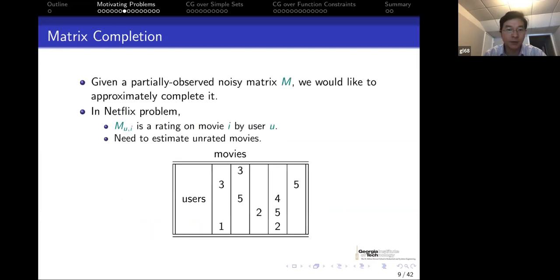We can formulate this problem in a more mathematical way. We are given a partially observed noisy matrix, and we would like to approximately complete it. In the Netflix problem, M_ui means the rating on movie i by user u. And we need to estimate those unrated movies.